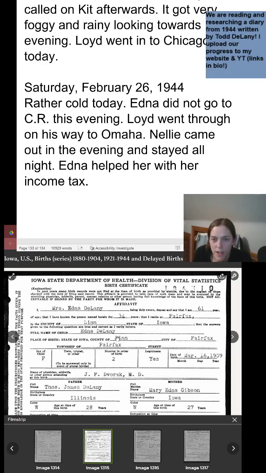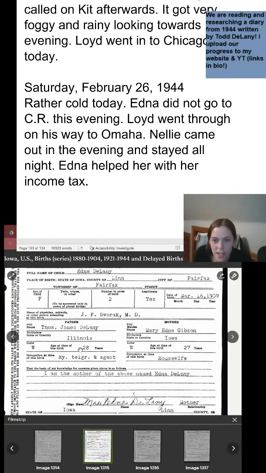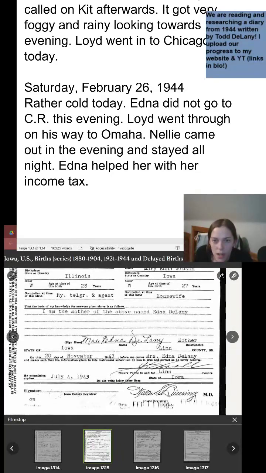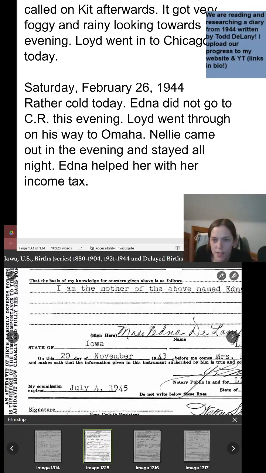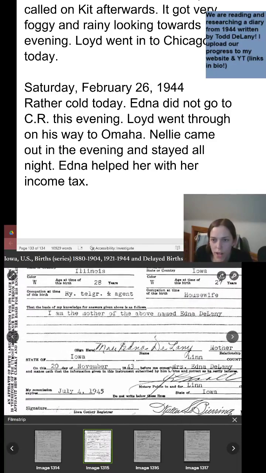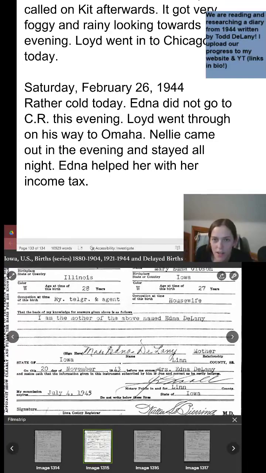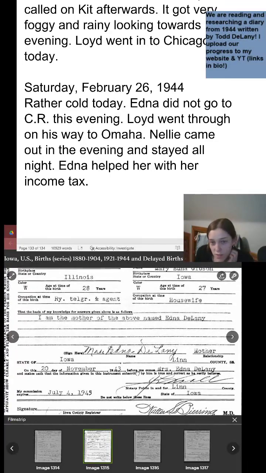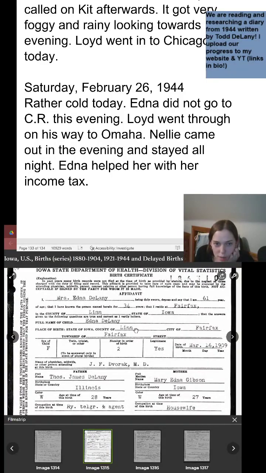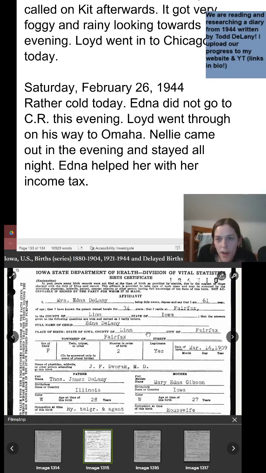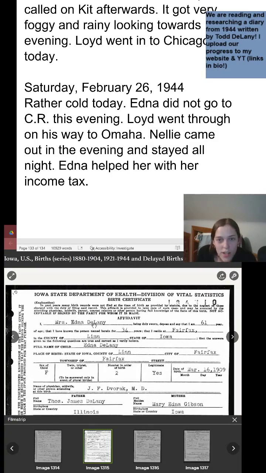This birth certificate was actually created on... So she was born in 1909, but the birth certificate itself is dated 1943. So this birth certificate was recreated, I think he said it was an affidavit, in 1943, which is very interesting. So maybe they didn't have documentation, and the theory that Emily and I were talking about was that Todd was getting his affairs in order because of what happened, and maybe they needed documentation that Edna was his daughter.